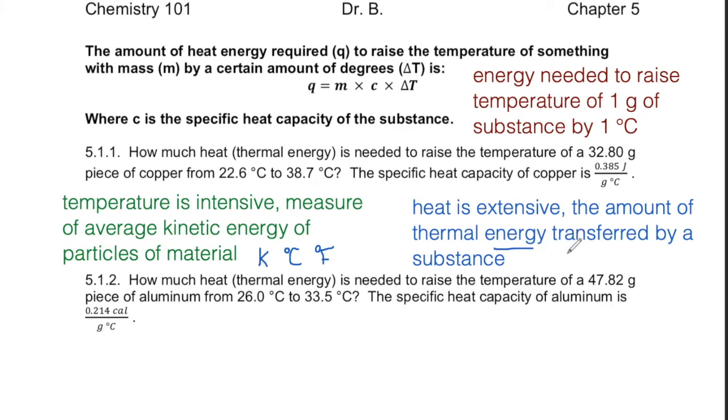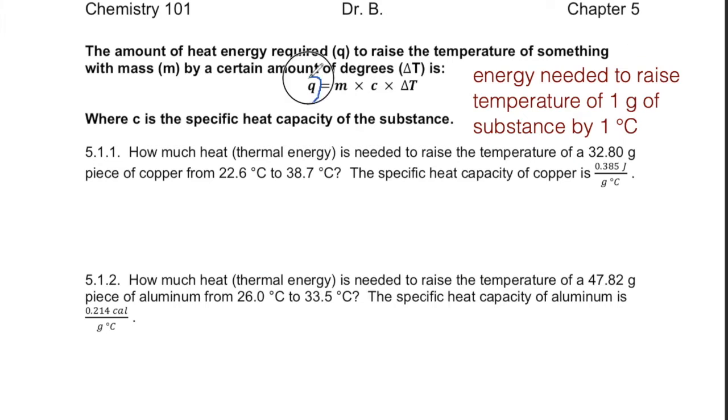And heat is measured, some of the units we'll be using anyway are joules and calories. There are other units for energy as well, and any unit for energy can be used for heat because it is a type of energy. The amount of heat that is required for something is being represented in this equation by Q. So that's the amount of heat or the amount of thermal energy that is required to cause a change in temperature. So temperature and heat are related.